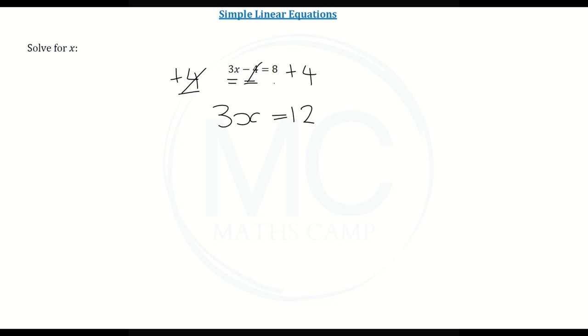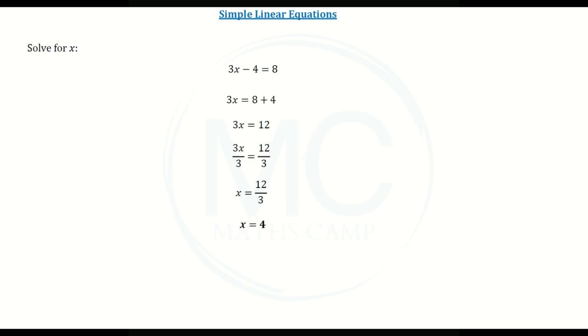But we don't want 3x. We want x. So let's divide this side by 3, which means we divide this side by 3. On the left-hand side, 3 divided by 3 is 1. We're left with 1x, which is simply x. On the right-hand side, 12 divided by 3 is equal to 4. Let's look at another one.